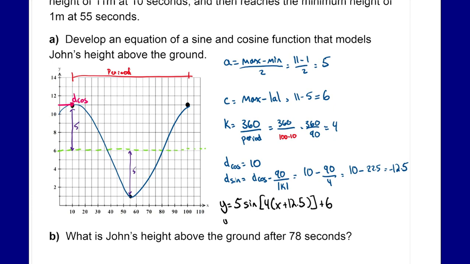For cosine, it's going to be the exact same thing, except y equals 5 cosine 4x minus 10 plus 6. So the exact same thing, except the d value is changing for sine and cosine.